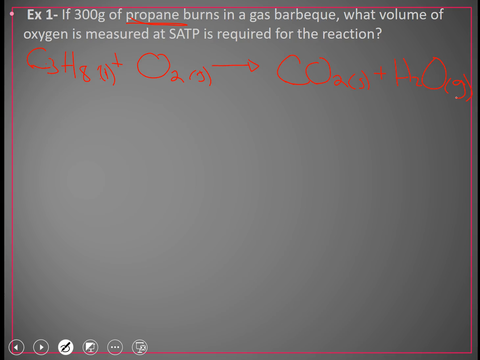Okay, so then I need to balance it. So 3 carbons, 3 carbons. I always leave oxygen last in a combustion reaction. And so 3 carbons, 3 carbons. I have 8 hydrogens, so I put a 4 over here. So that gives me 8 hydrogens.